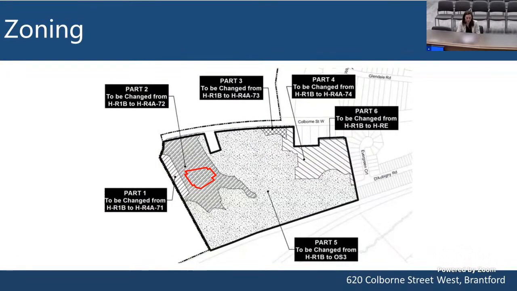Through the LPAT decision, the lands subject to the amendment today have been zoned HR4A 72. This zone allows for street townhouses, back-to-back townhouses, and dual frontage dwellings. The proposal seeks to amend the highlighted area in red as open space restricted. This will ensure the long-term protection of the existing archaeological resources while implementing the draft plan conditions as issued by LPAT. Next slide, please.